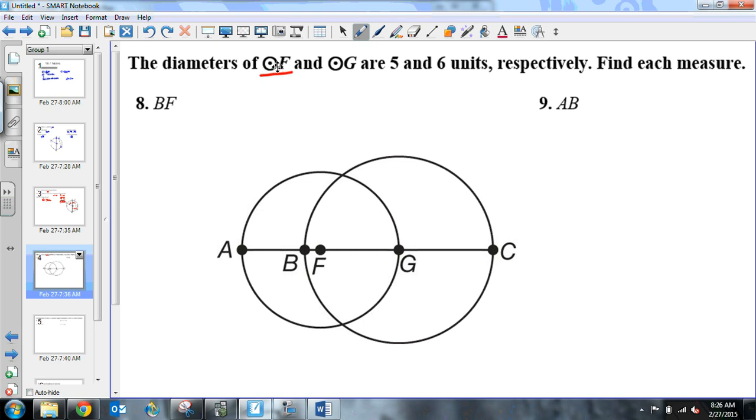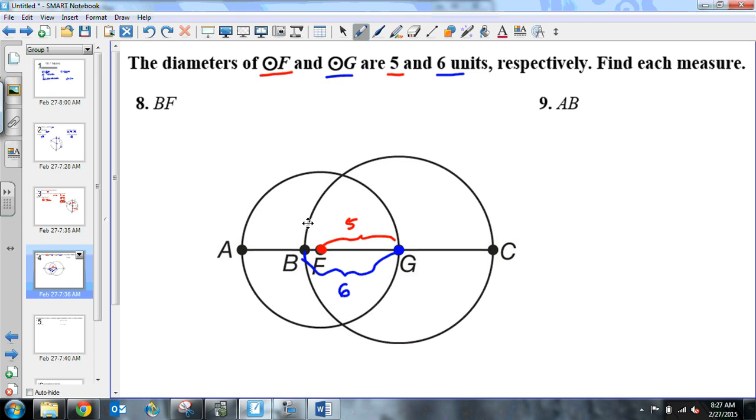So I know that if it says circle F and then it says 5 here, that I know that circle F, this length from here to here is 5. Okay, and then if it tells me that circle G is 6 units. Okay, so what I can do here is I can say that this length from B to G is 6. Okay, and I was able to do that because it tells me the center of those circles.